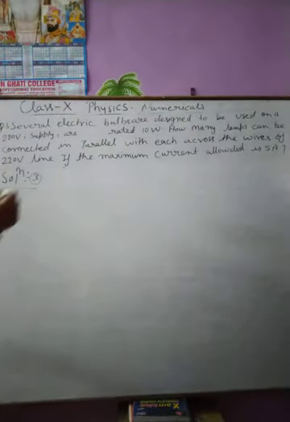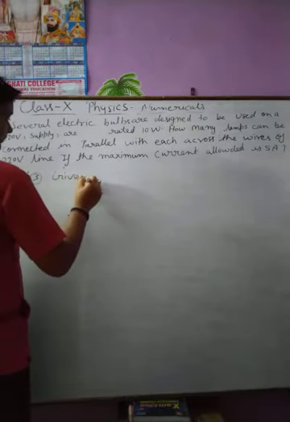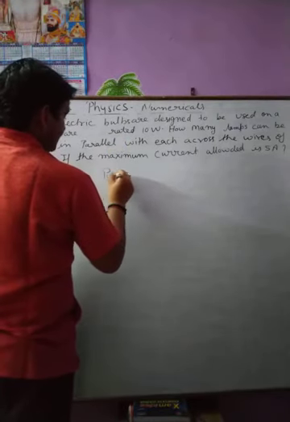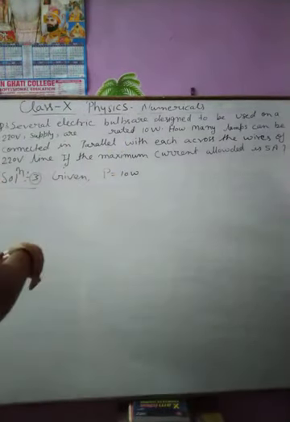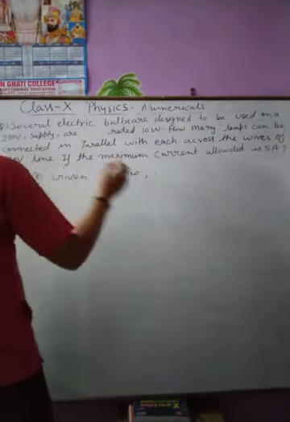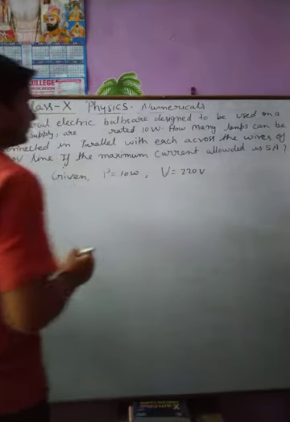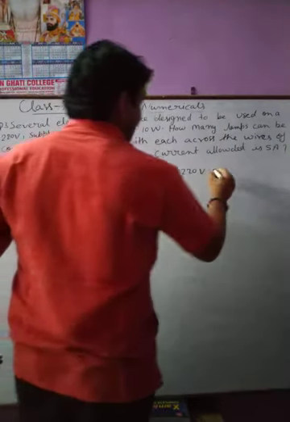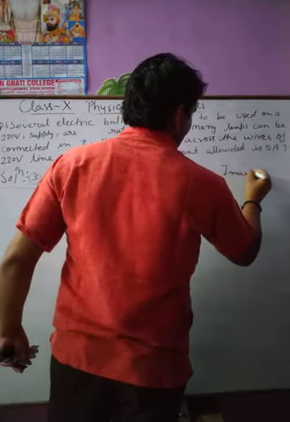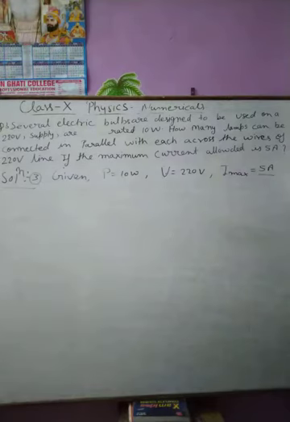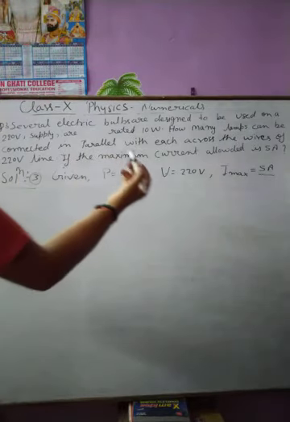Okay, so student, we are given the power is 10 watt, the voltage at which these work, that is 220 volt, and next is the maximum current, I max, allotted is 5 ampere. Now we need to calculate the number of bulbs connected in parallel combination to draw a maximum current of 5 ampere.